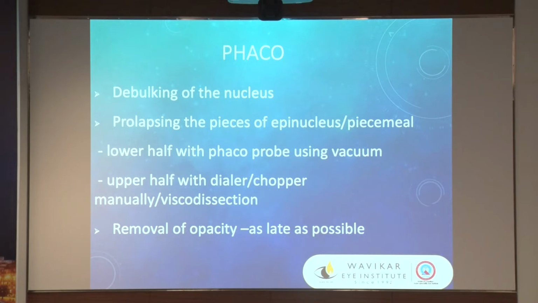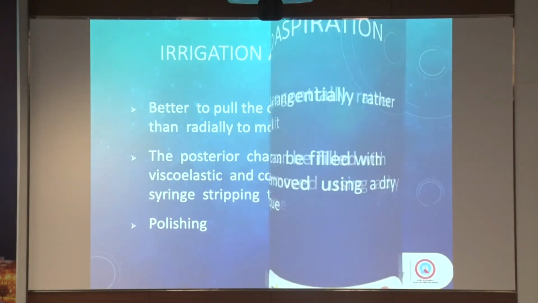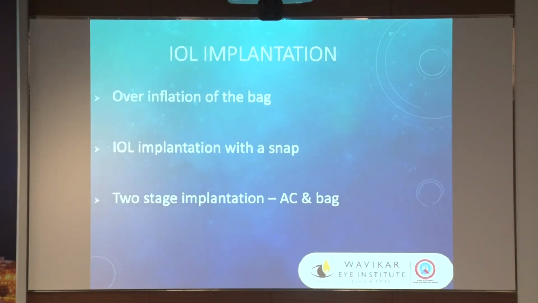The upper half of the nucleus, or the cortex and the plate, has to be removed either by manual separation or by visco separation. Irrigation aspiration, same principles again. Don't overfill the bag. And polishing: Dr. Nagvekar does polishing routinely, but I don't do it. I leave it for YAG capsulotomy later on, because you're too scared that you will rupture the capsule. Again, overinflation of the bag has to be avoided.